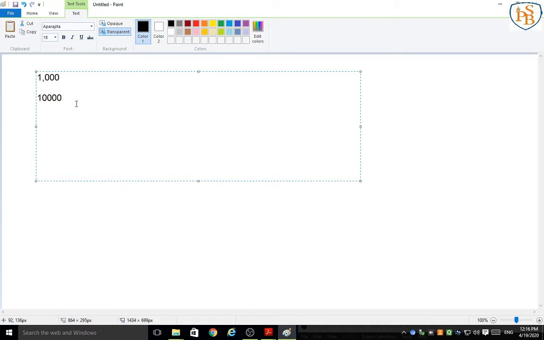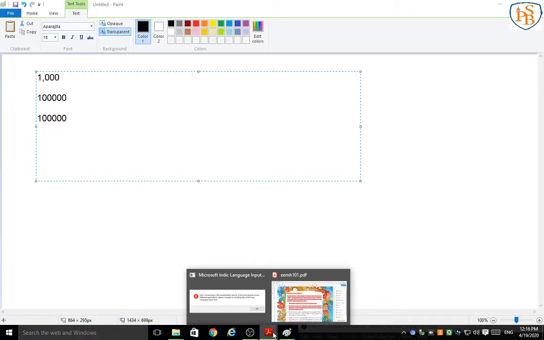Then next, what did they say? Here we already learned the place values: ones, tens, 100, 1000, and what did they say? 10,000. Correct? And the last, 100,000. After that, they said 1 lakh. 1 lakh means how many zeros? 5 zeros. Okay. Now come to the next point.